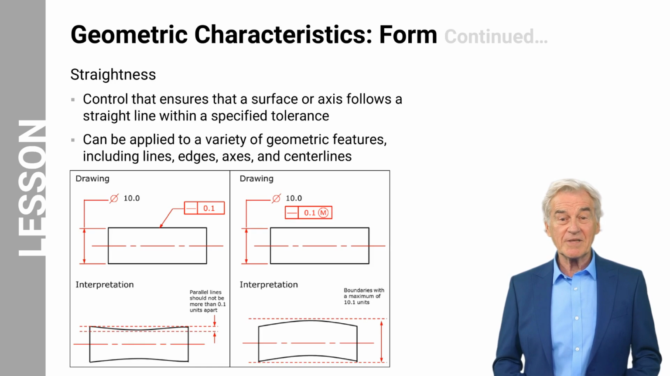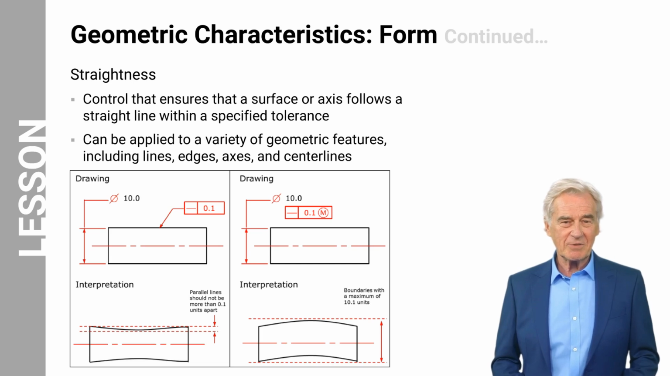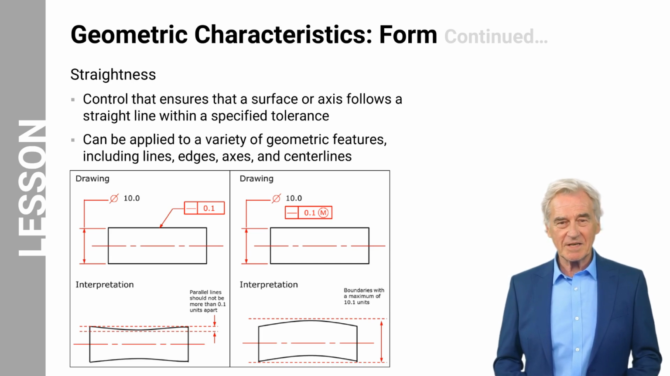Straightness is a form geometric characteristic control that ensures a surface or axis adheres to a straight line within a specified tolerance. This control can be applied to various geometric features, including lines, edges, axes, and center lines. It guarantees that the targeted element maintains a linear path without significant deviations, ensuring precision in manufacturing and assembly processes.